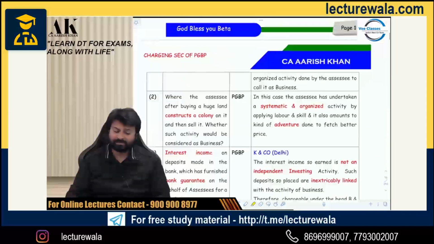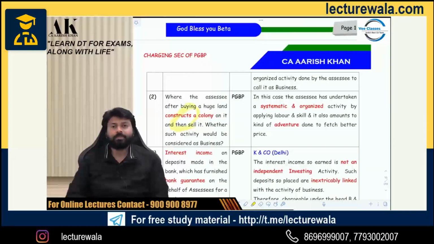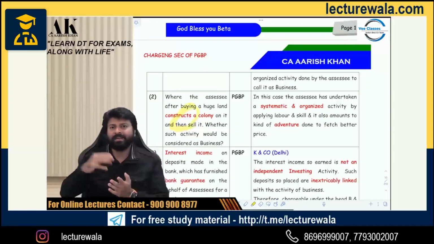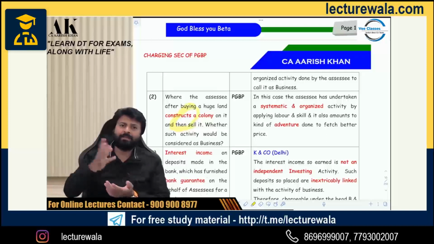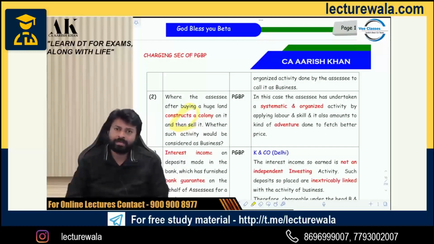As against this, there is one assessee. Issue number 2. The second issue. The first issue was what? The assessee had a huge land, so it was not getting sold, so he divided the land into plots. And now he is selling the land in plots. That is a capital gains income. The court held.